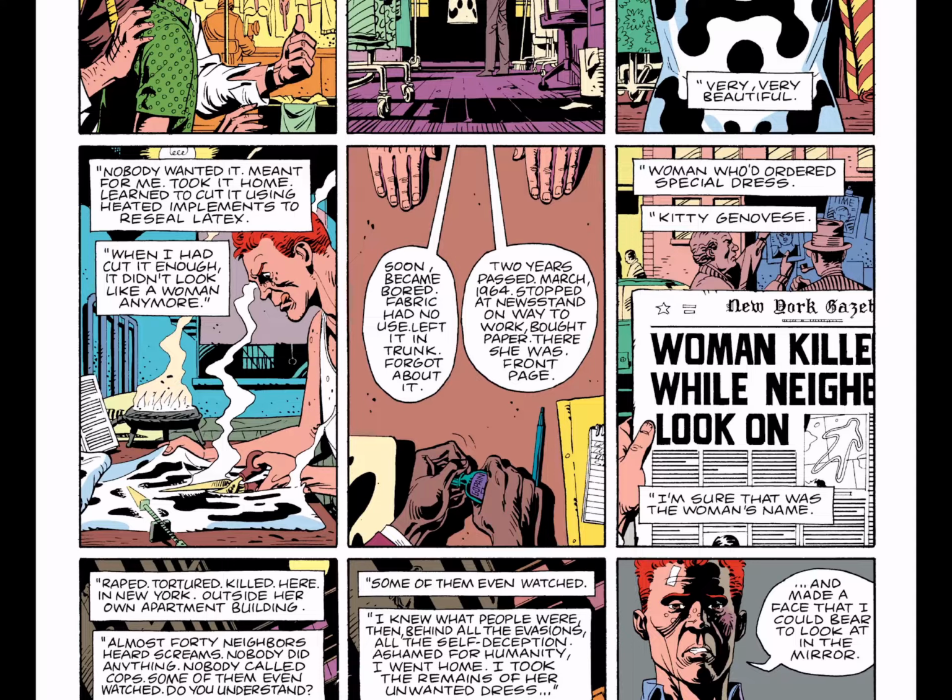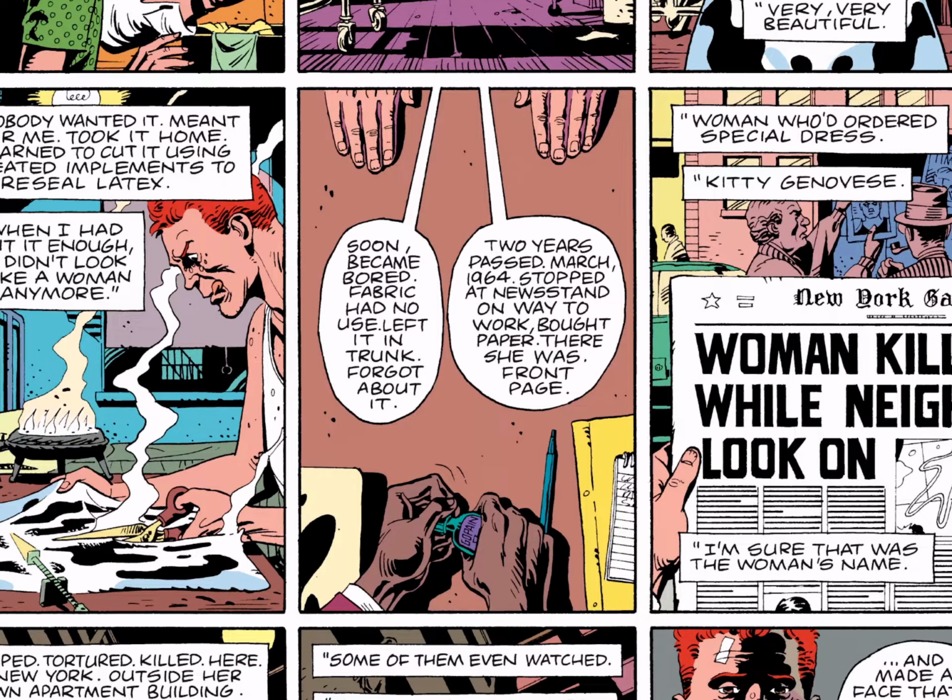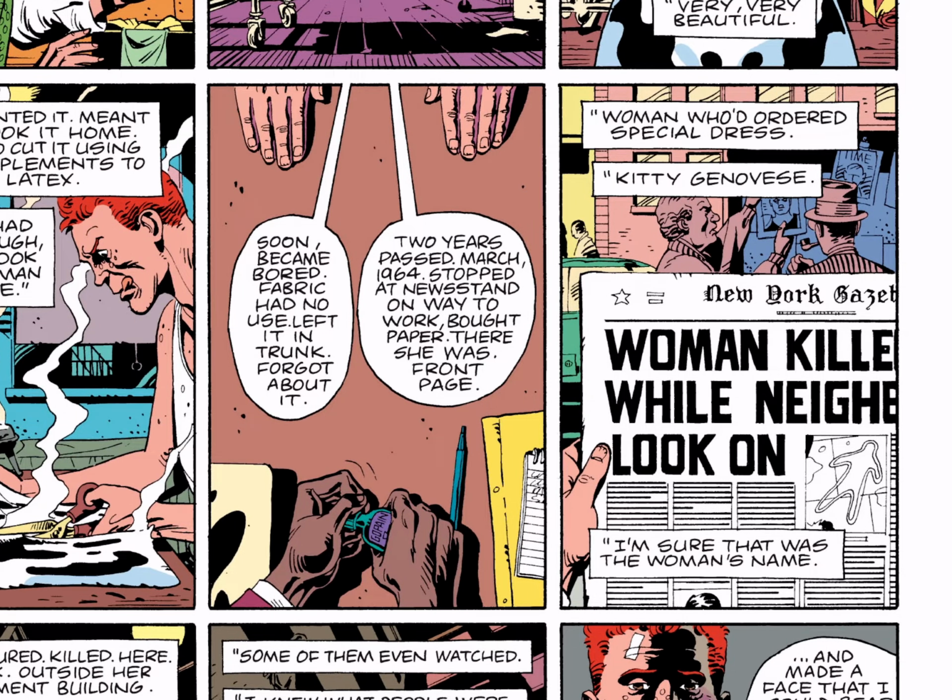So he takes that home, and then he says 2 years passed, March 1964, stopped at newsstand on way to work, bought paper, there she was, front page. Woman who'd ordered special dress, Kitty Genovese.